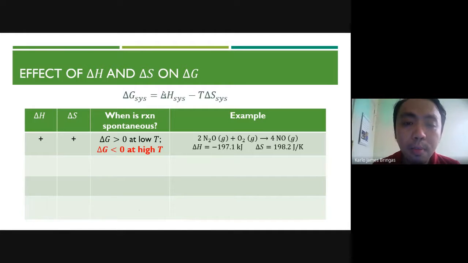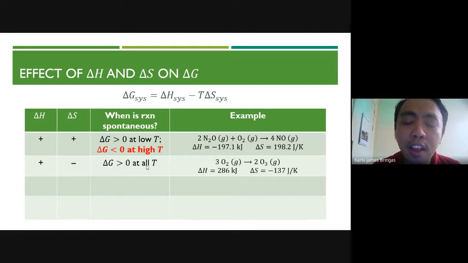Positive ang delta H, minus T. T is always positive in sign. Delta S is negative. Negative times negative gives us positive. So positive, positive. Puro positive ito sila. So when you add them together, you'll get a positive delta G. So in this case, in case 2, our delta G will always be positive no matter what. So then we say that our reaction will never be spontaneous at any temperature that you could have.